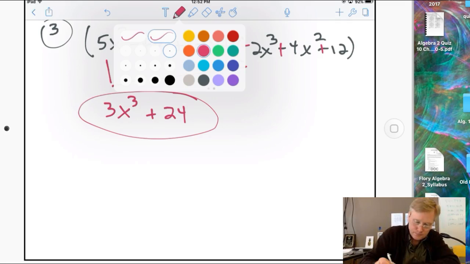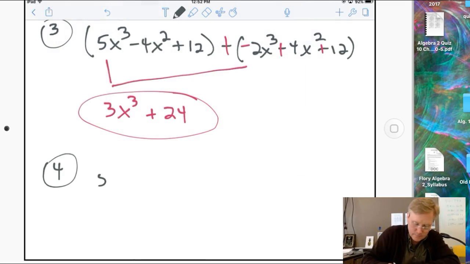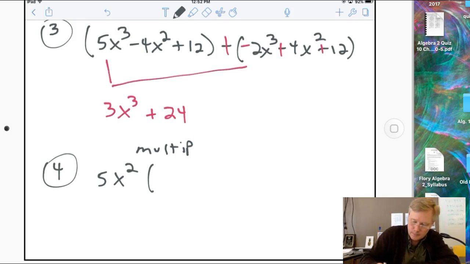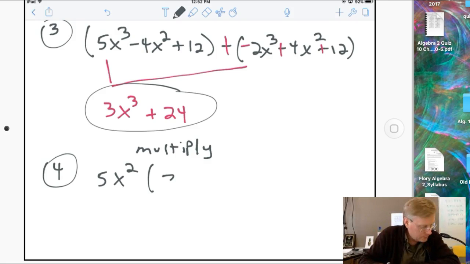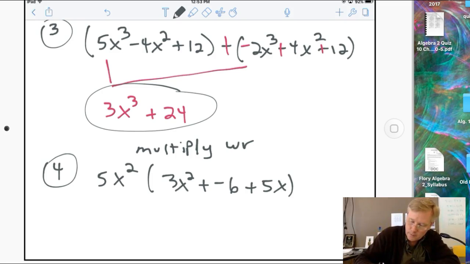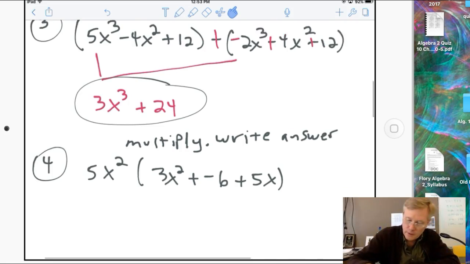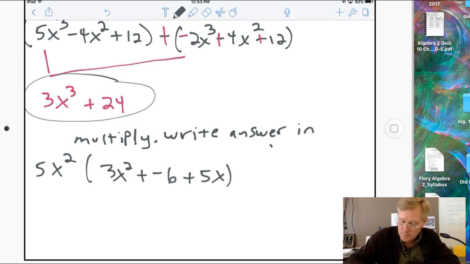Number 4. This is a multiplication problem, so they'll say multiply 5x squared times (3x squared plus negative 6 plus 5x). Write the answer in standard form. Sorry, I ran out of space there.